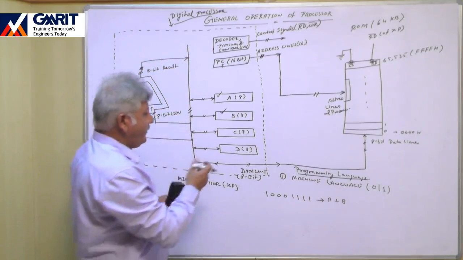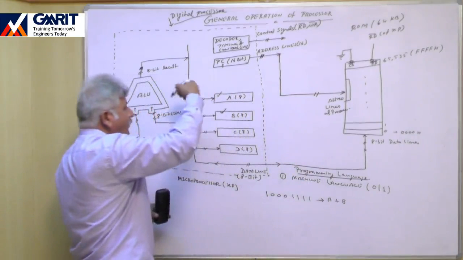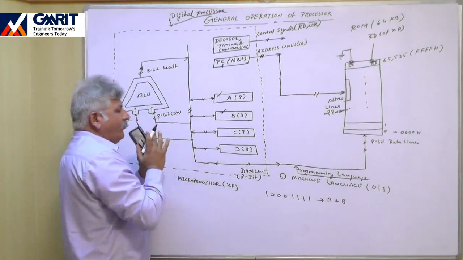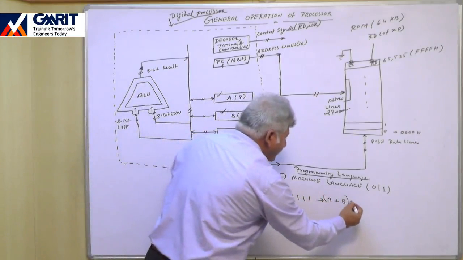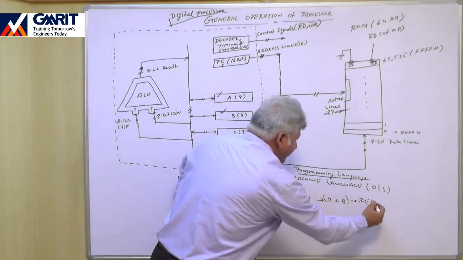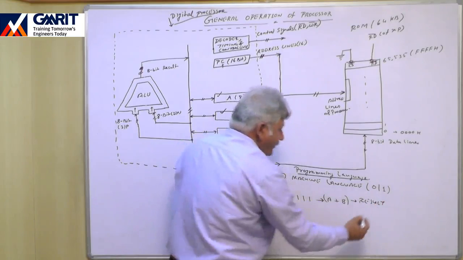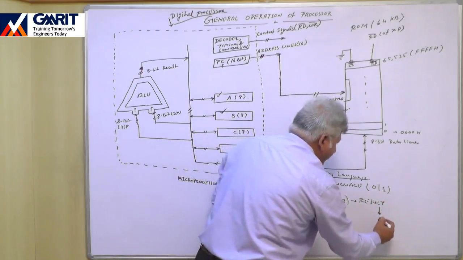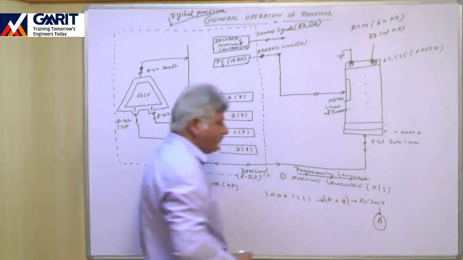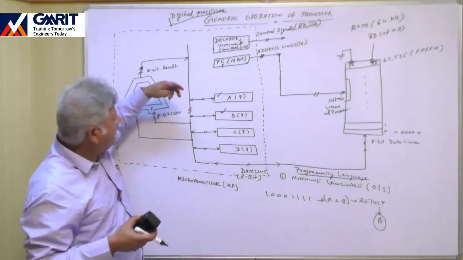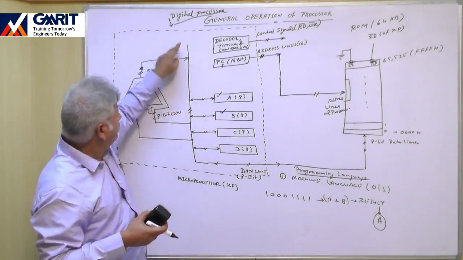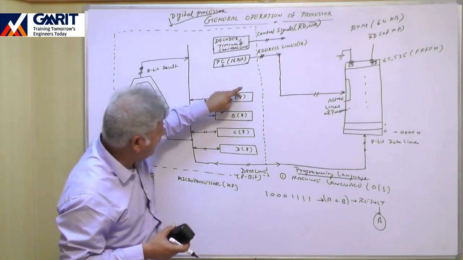And finally, suppose in this processor, we want that whenever we complete any addition, whatever result is generated, that result is stored in A. Always the result of addition or subtraction or multiplication will be stored in A. So again, it will be stored in A.